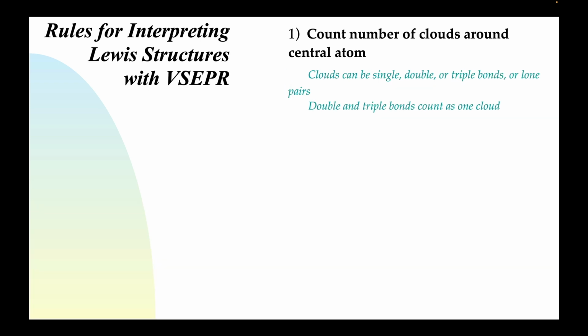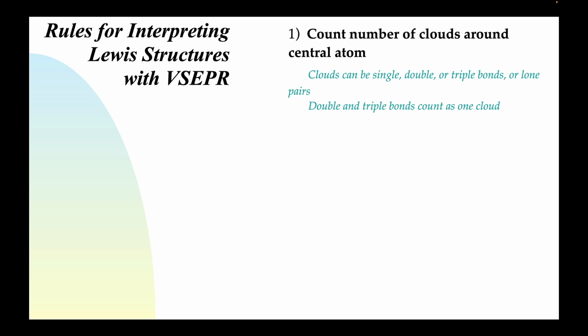Now, VSEPR, valence shell electron pair repulsion theory, is actually pretty chill to use. You just have to realize how many clouds of electrons there are around the central atom. Now, a cloud in this concept can be a bond to another atom, i.e. a single bond, which will be very common, double bonds, which we'll see once in a while. Triple bonds do exist. We won't see them so much here, but they do exist.